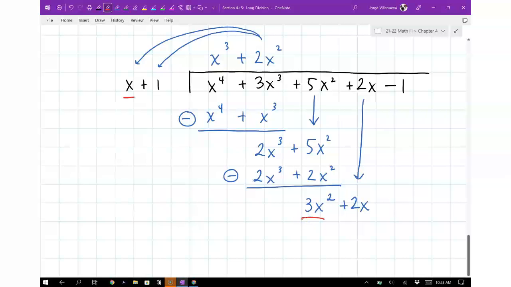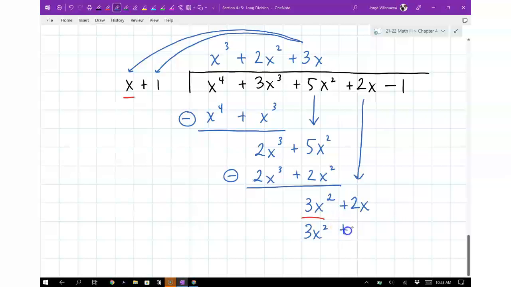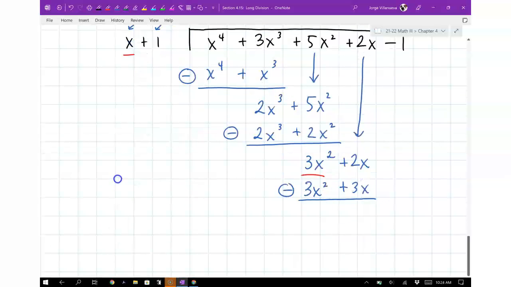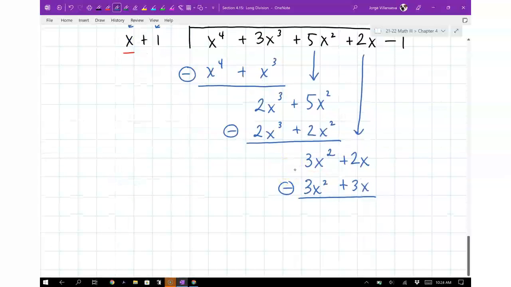So focus on your first terms, okay? Focus on the first. So x has to become 3x squared. What do I multiply x by to get 3x squared? 3x. Good. So positive 3x. Let's multiply both of those terms. So 3x times x is 3x squared. And 3x times 1 is 3x. And we're going to subtract. Almost done, okay? 3x squared minus 3x squared is 0. 2x minus 3x is negative x.